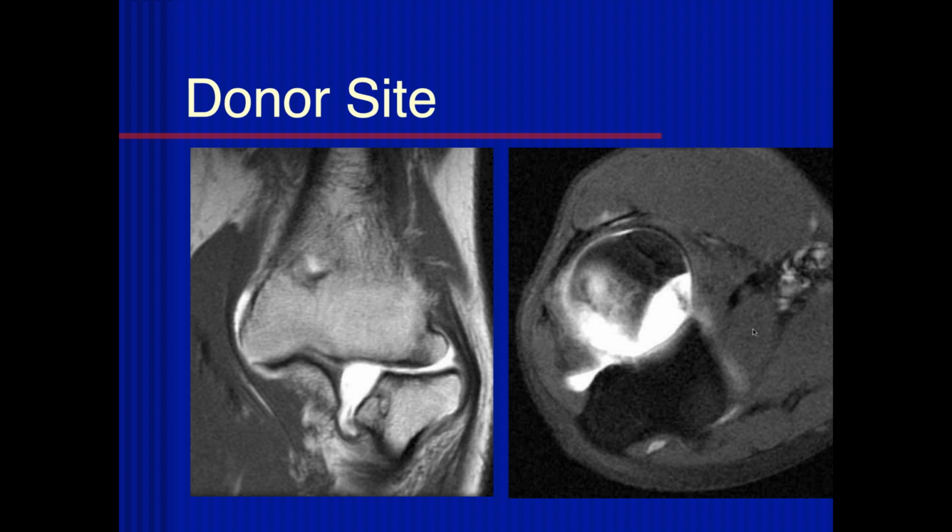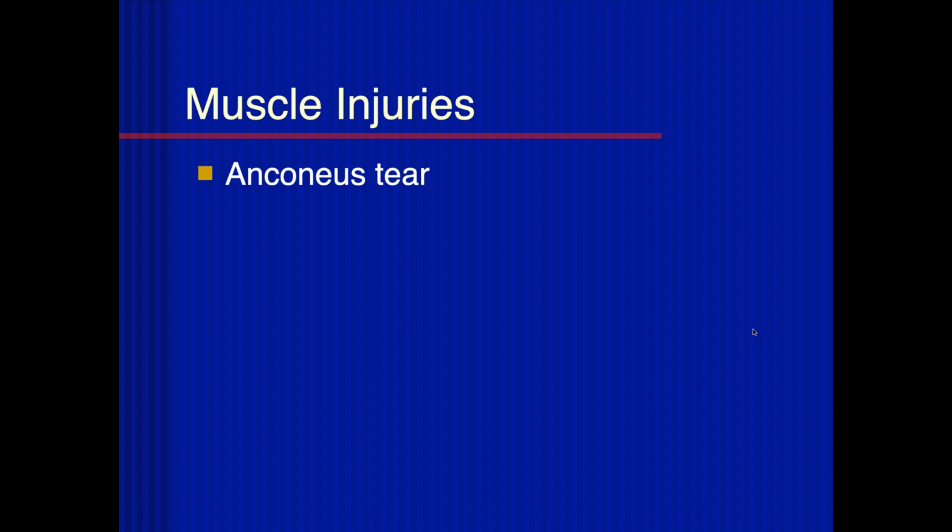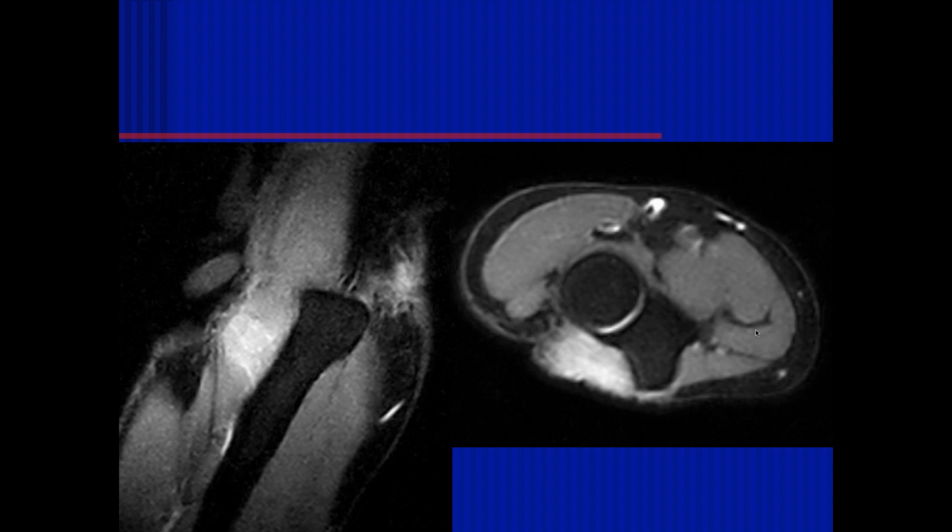Okay, so here we can see the donor site. Yeah, so there's a radial head fracture. Good. And then muscle injuries, we've already seen some other muscle injuries. One I just want to point out here is an anconeus muscle strain. Any of the muscles can get strained, and just in athletes, these are very common injuries.